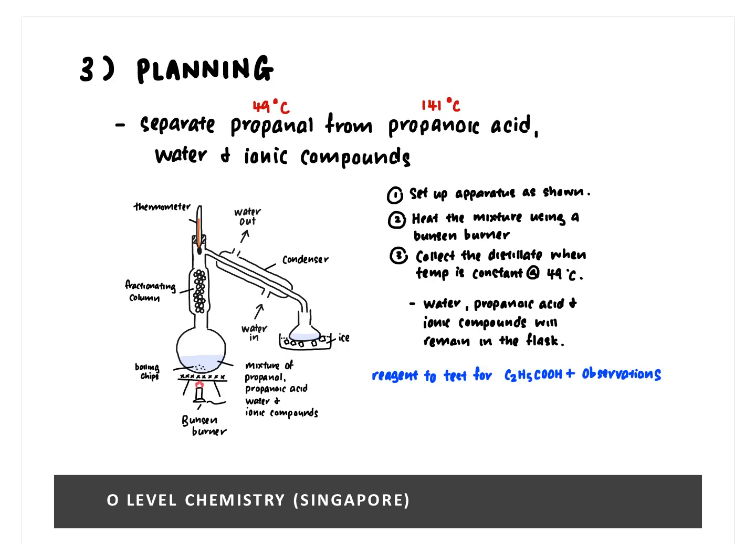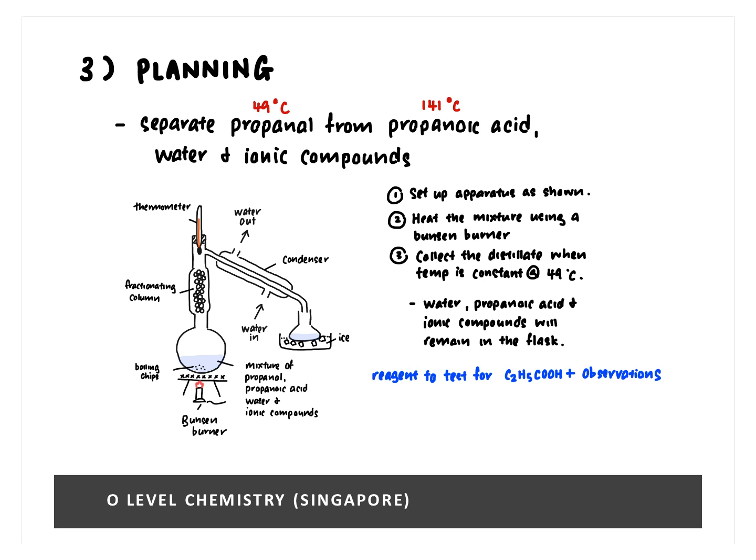The last question is a planning question. So this planning question I think is fairly easy, and even if it's not, the hints given in the question should be clear enough. You are given the boiling points of propanoic acid and propanol. So that is like a big shout to you that you need to separate using the basis of the differing boiling points, and the method that we should be using would be fractional distillation.